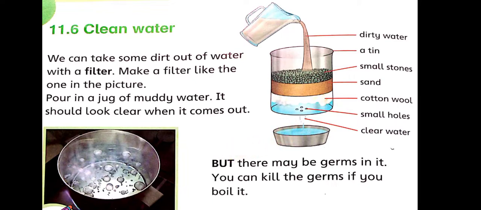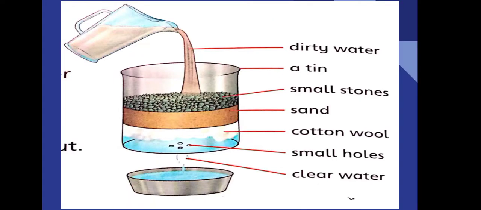First of all, we are going to discuss this picture, and here I have zoomed it for you so you can see it clearly. First of all, we have to take a tin, or we can use a beaker here. And here you can see that they have made some small holes, some tiny holes, so that the water can come out from this tin when we use this filter.